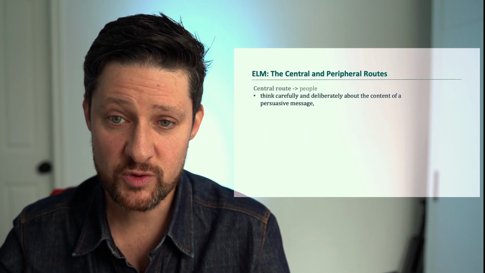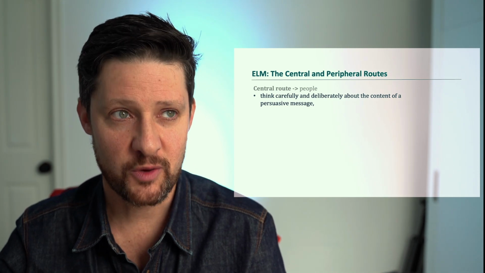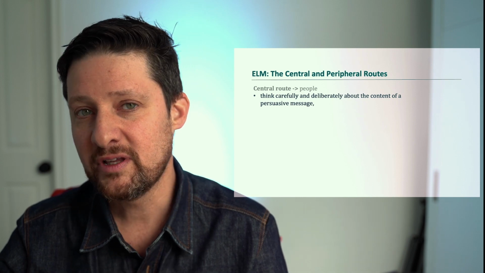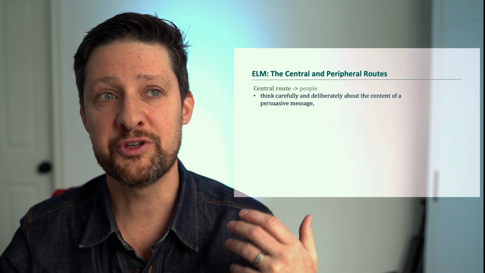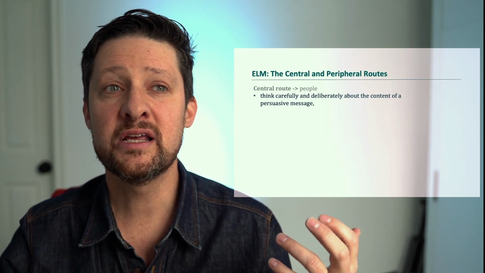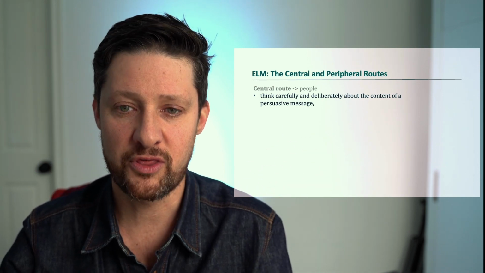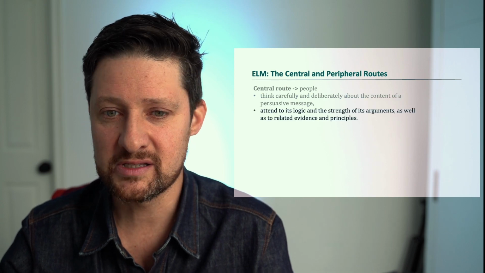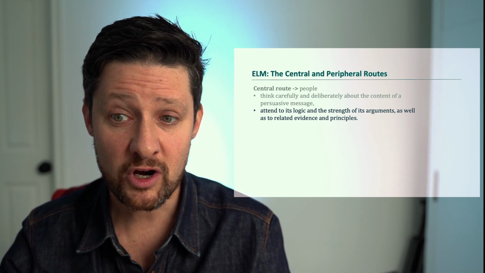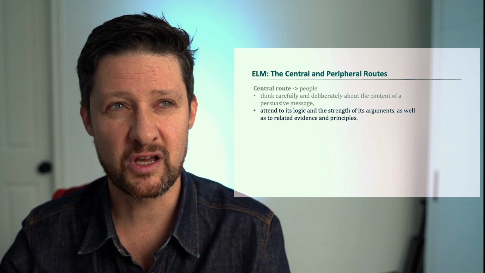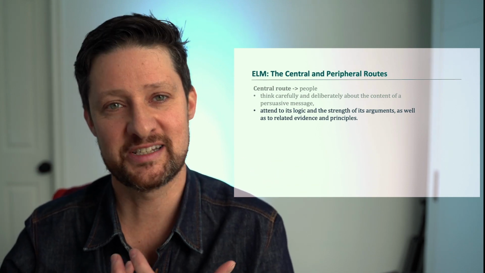And so the central route is where you get someone to think carefully, deliberately about the content of the message. When you're using the central route, the person is deliberately using their cognitive resources to think about the message. They attend to the logic, the rationale, the strength of the argument, and a bunch of stuff about the message. So you could say that they've got their head screwed on and they're using it to process the information.